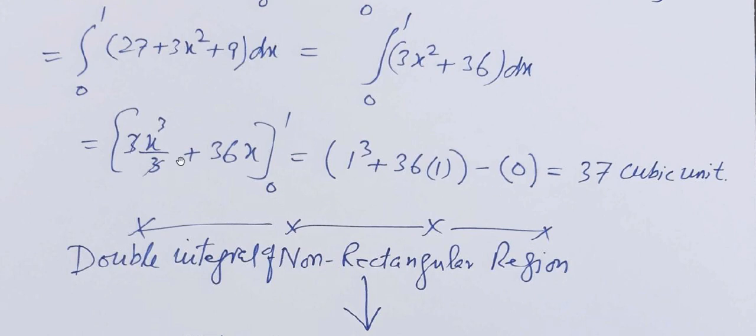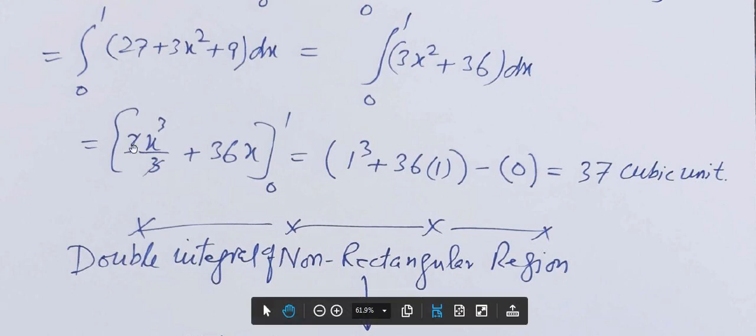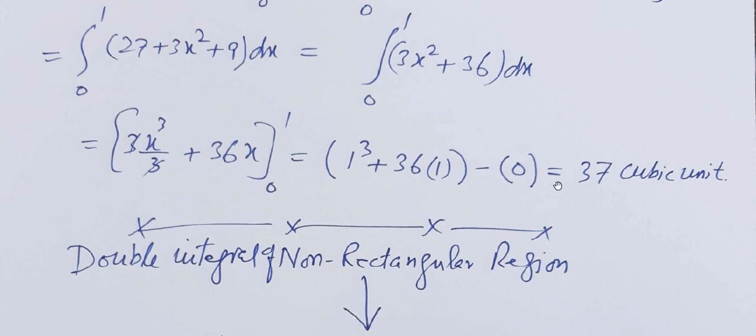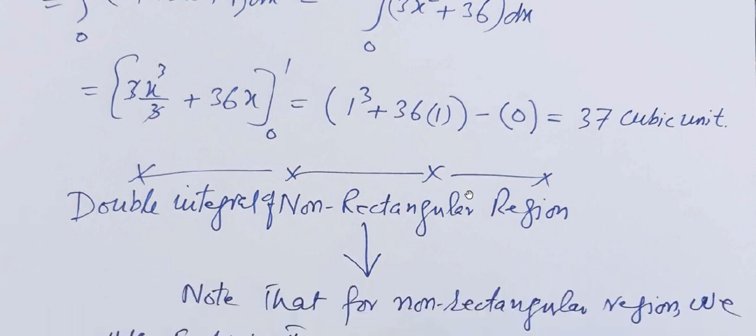So if you substitute here 1, this 3 and 3 will cancel, so 1 power 3 plus 36 into 1, minus, you put 0, so this one will also be 0, so this will be 37. So I think it is very simple, you only need to remember the formula, it is the same as the double integral. So simplify this and you will get the answer.